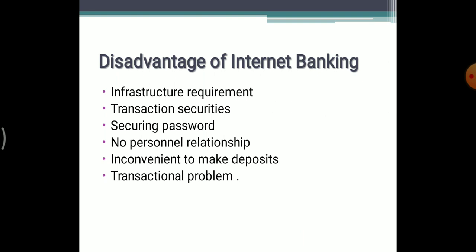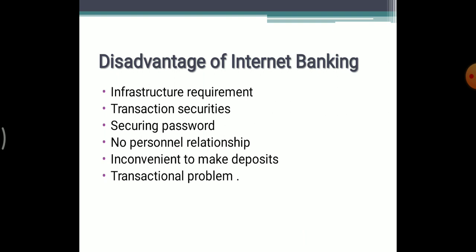And securing passwords. Every internet bank account requires a password in order to access the services. Passwords play a key role in maintaining integrity. And if a password is revealed to others, they may utilize the information to devise some frauds.